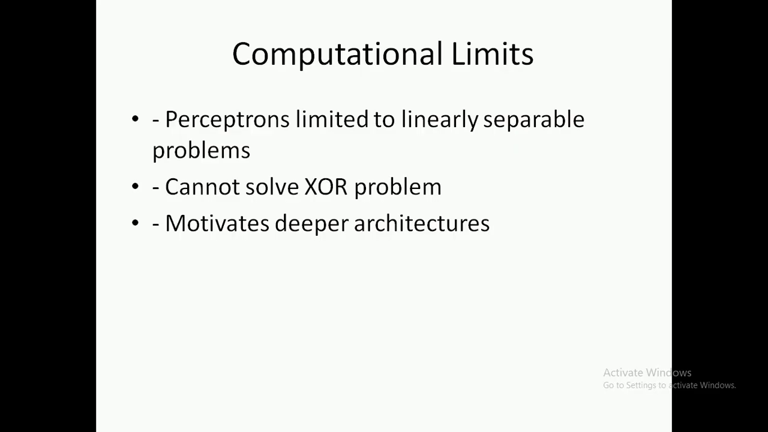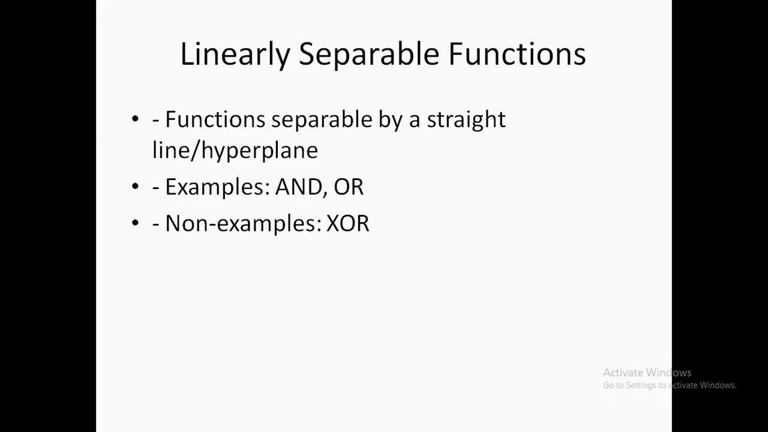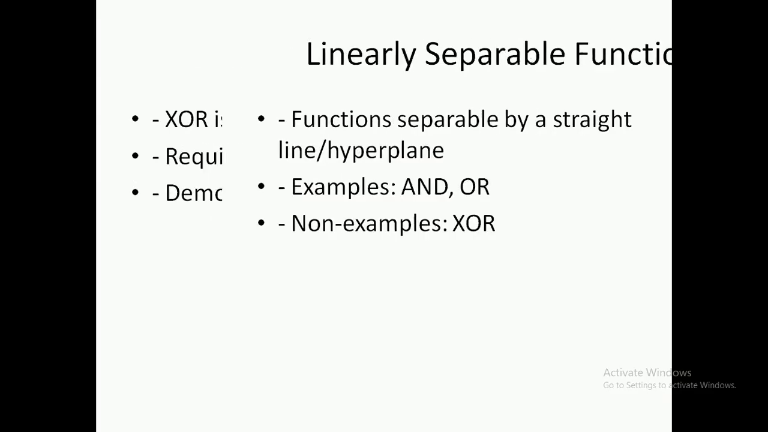4. Complexity and limitations. Computational limits: a single layer perceptron cannot solve XOR. It fails for non-linearly separable data. Linearly separable functions: functions like AND/OR are separable by a straight line, or hyperplane. XOR is not linearly separable, hence it motivated more complex architectures.